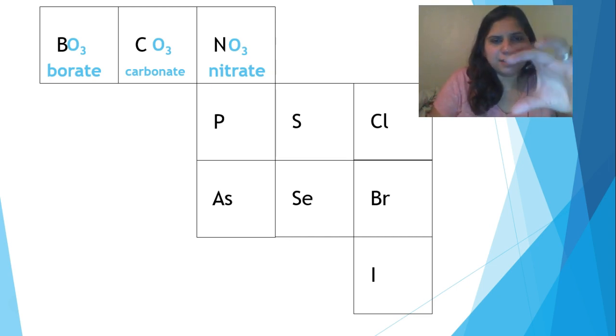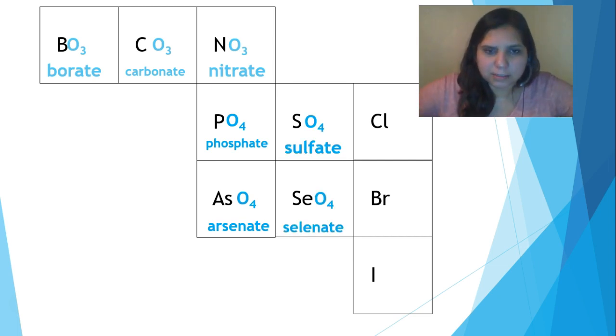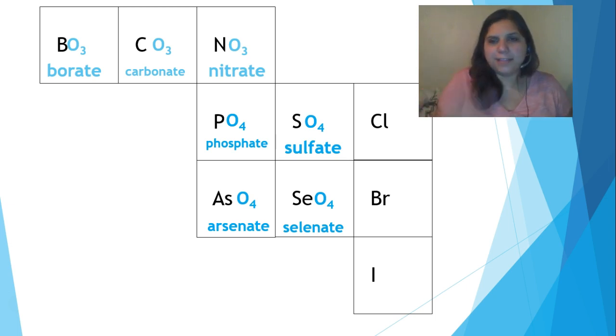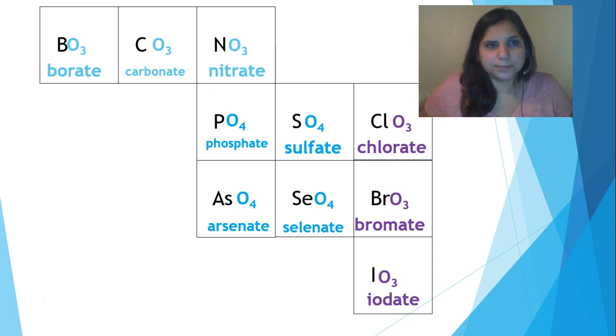Then we have the middle 4. Those all have 4 oxygens. So you have phosphate, arsenate, sulfate, and selenate. Then we have the next 3. So 3, 4, and then 3. So those all have 3 oxygens in them. Chlorate, bromate, and iodate.